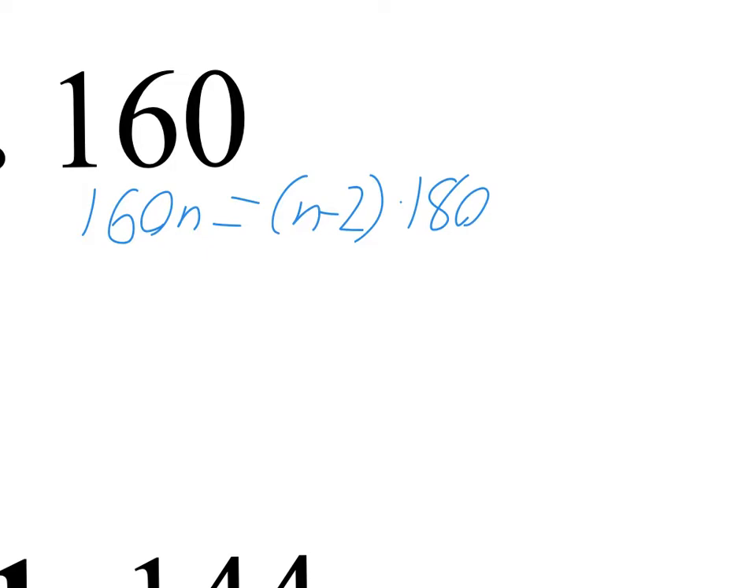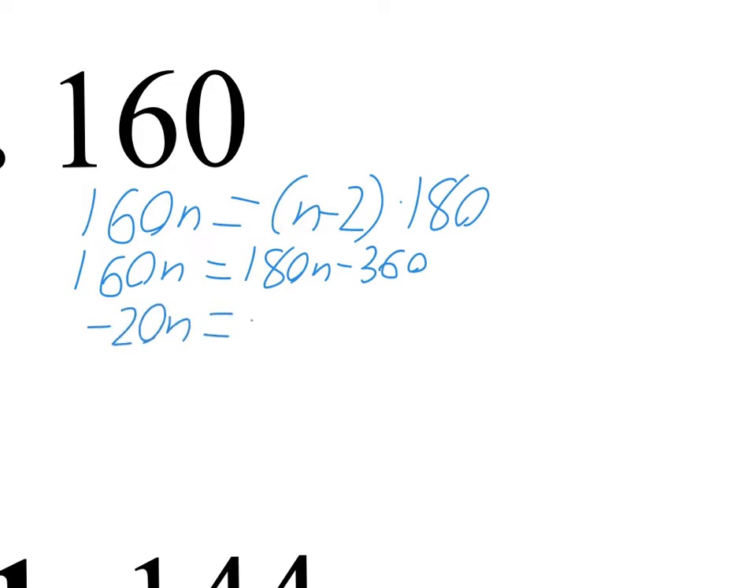Number 8. Internal angle of 160. So 160 times the number of angles is equal to the number of sides minus 2 times 180. So 160n is equal to 180n minus 360. Subtract 180n from both sides. Negative 20n is equal to negative 360. N is equal to 18.